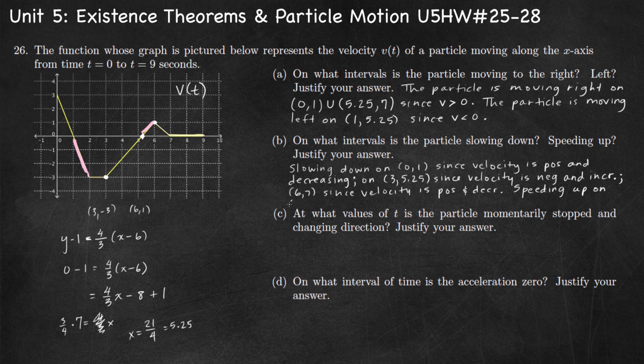So on the interval from 1 to 2, since velocity, I'm just going to say v of t to save room, v of t is negative and decreasing. And then also we're looking for positive and increasing. So that was our 5.25 to 6. Since v of t is greater than 0 and increasing.